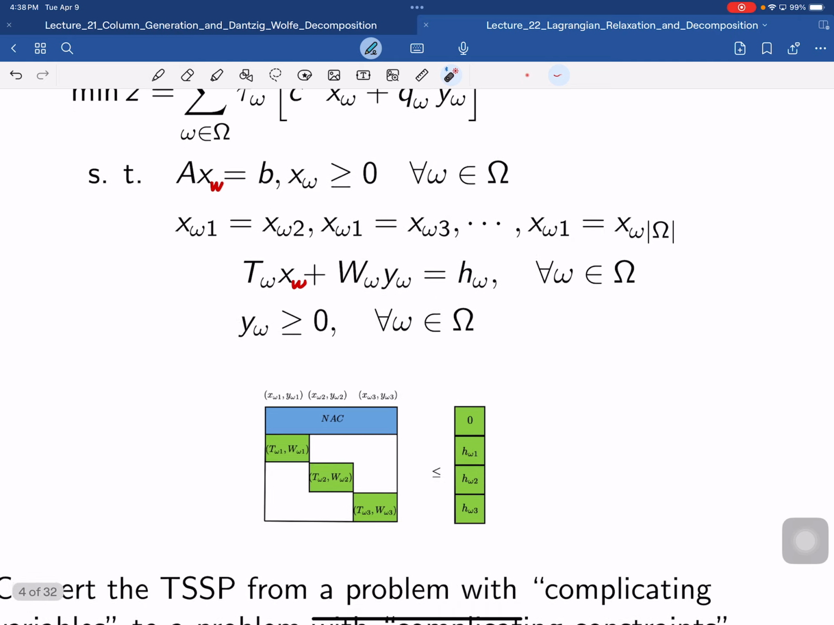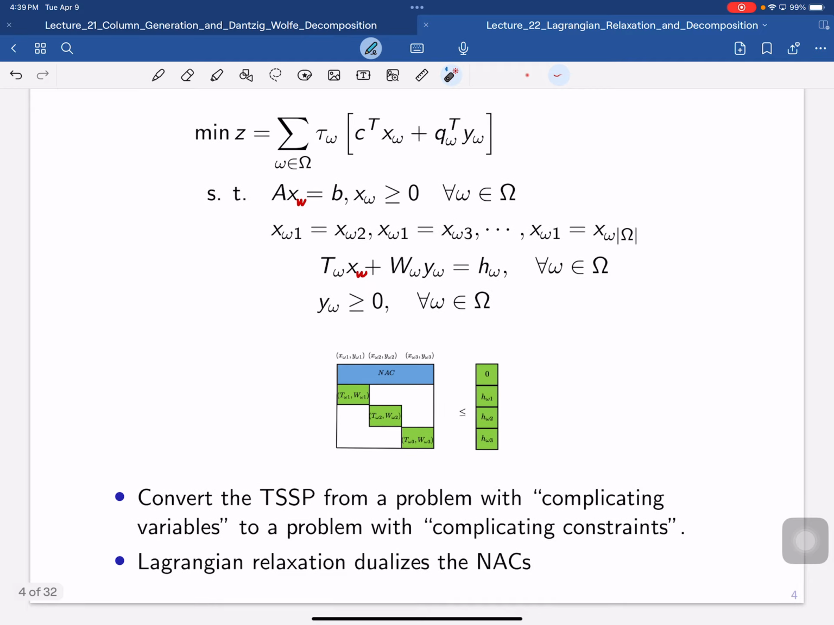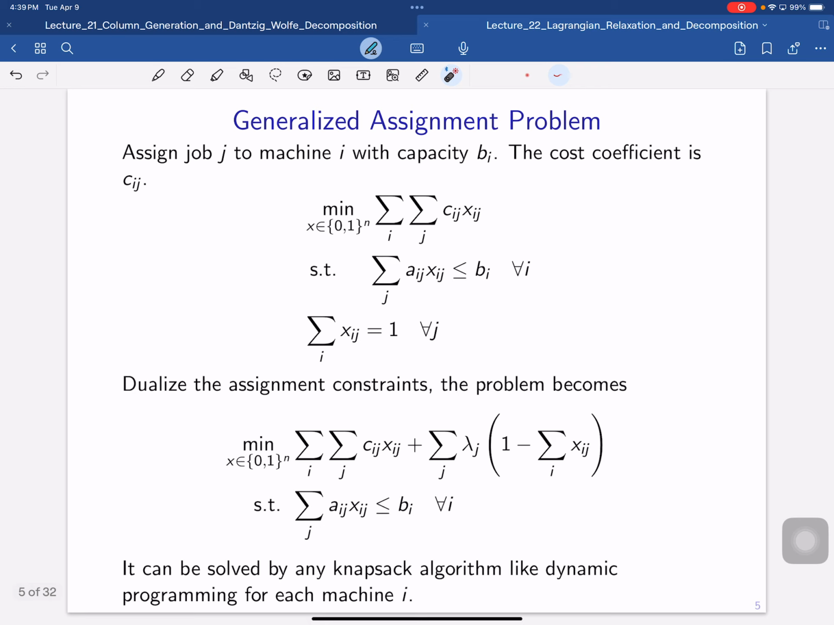Yeah. So if you do that, you can see that now if we relax those NACs, then the problem can be decomposable, right? So Lagrangian relaxation will propose to so-called dualize the non-anticipativity constraints. Yeah, so here's this application. Let's talk about a toy problem to motivate Lagrangian relaxation again.